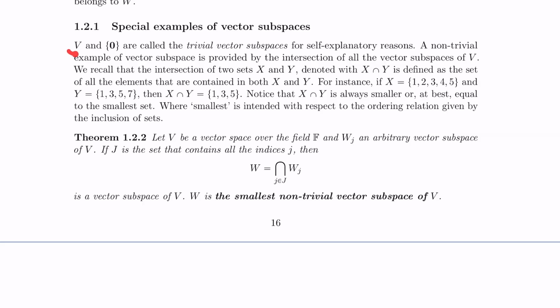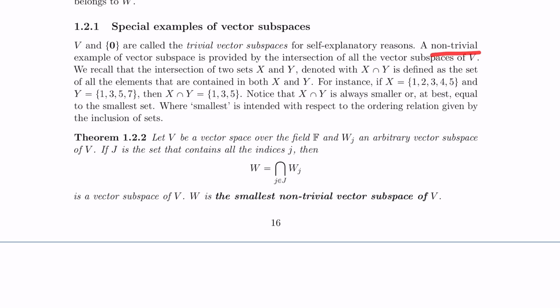Given a vector space V, V itself and the null vector are called the trivial vector subspaces for, I think, self-explanatory reasons. Of course, V is the largest vector subspace of itself because it agrees with itself, and the null vector is the smallest possible vector subspace of any vector space.